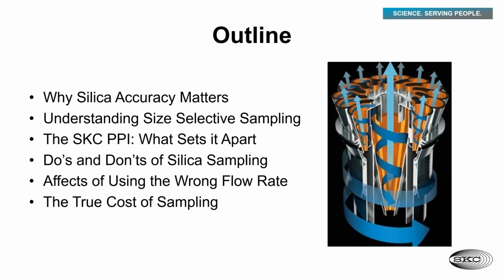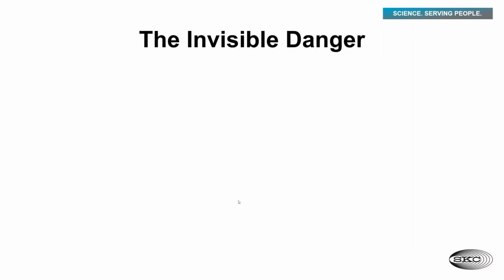We'll talk about that a little bit, and then we're going to get into what sampling actually costs from an actual labor point of view, from an analytical point of view, from a bad data point of view. So to try to give you a really good idea of what the actual financial burden is on yourself or a company that goes into silica sampling. So with that said, we're going to talk about the invisible danger of silica and how it's something that you cannot see with the naked eye.